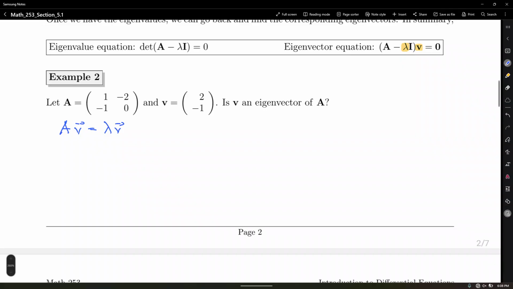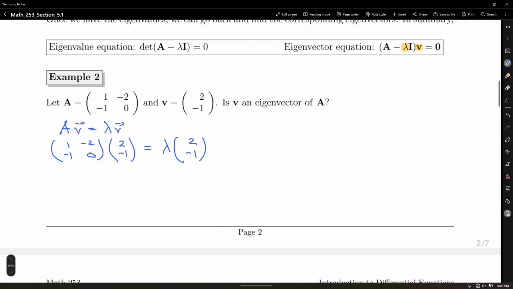All right, so let me perform the product: [1, -2; -1, 0] times v, which is (2, -1). Is that equal to lambda times (2, -1)? Okay, so let's perform the product of the matrices on the left-hand side of the matrix equation. We have a 2 by 2 matrix and then a 2 by 1 matrix. What should the resultant matrix be? A 2 by 1, that's another vector, right? You'll see how everything is going to make more sense now.